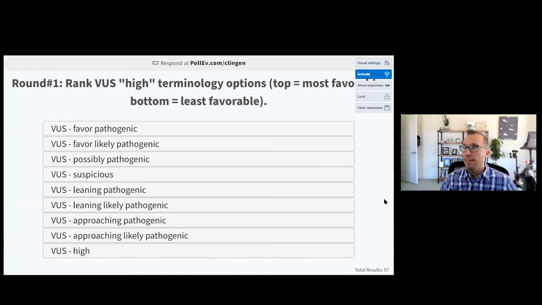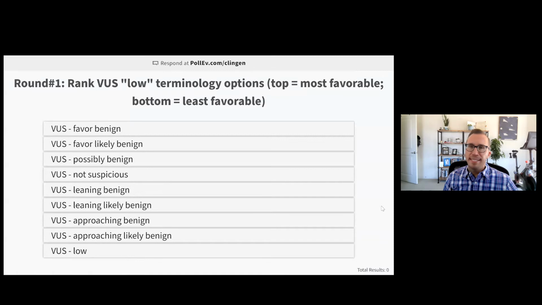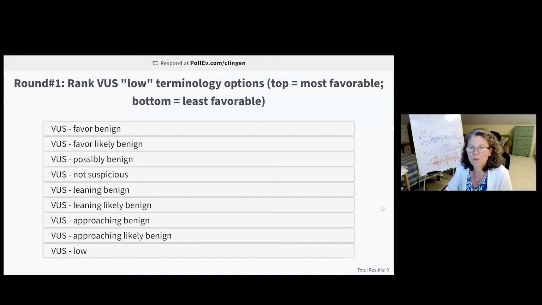We'll move on to now looking at the low. All right, so you see it's a lot of the same terms, but now benign, likely benign, put in as opposed to path, likely path. And while people are answering this round, there are a couple of questions that came in the chat.